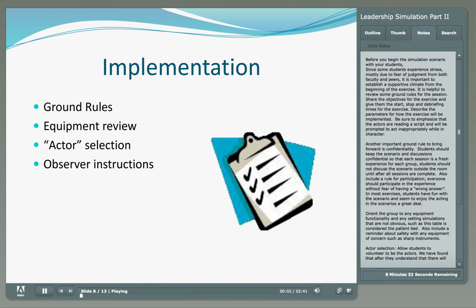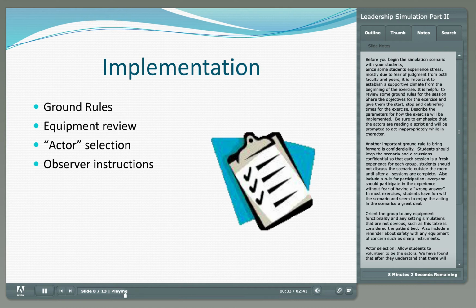Implementation. Before you begin the simulation scenario with your students, review some ground rules for the session. Share the objectives for the exercise, give them the start, stop, and debrief times for the exercise, and because some students experience stress, mostly due to fear of judgment from both faculty and peers, it's important to establish a supportive climate for the beginning of the exercise.